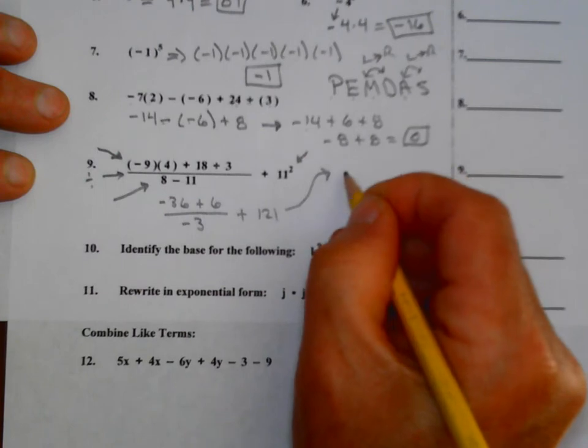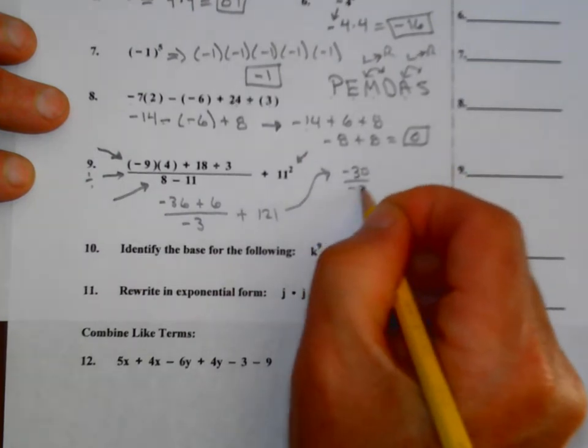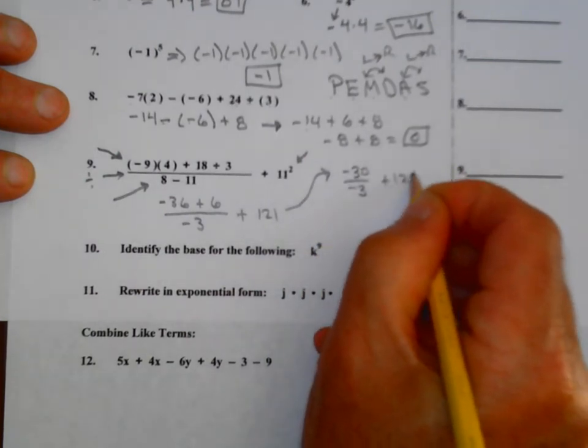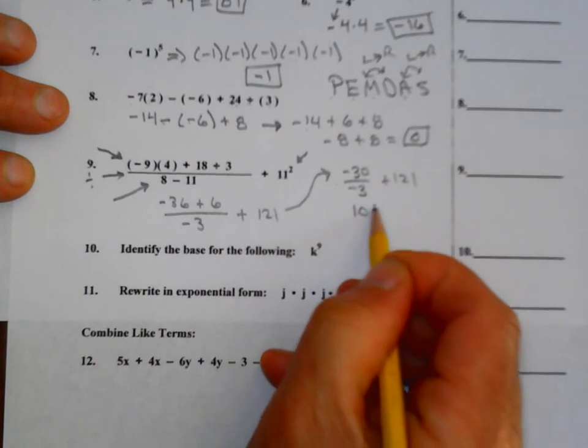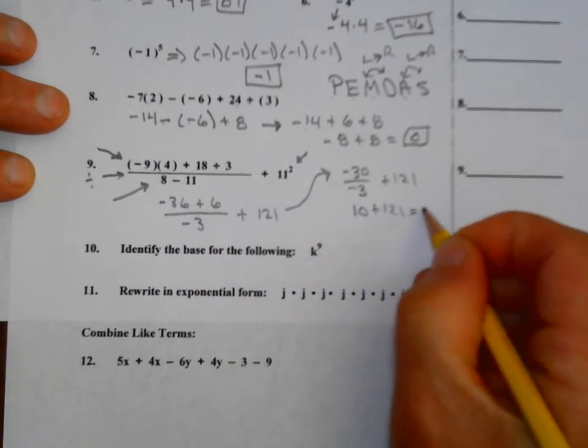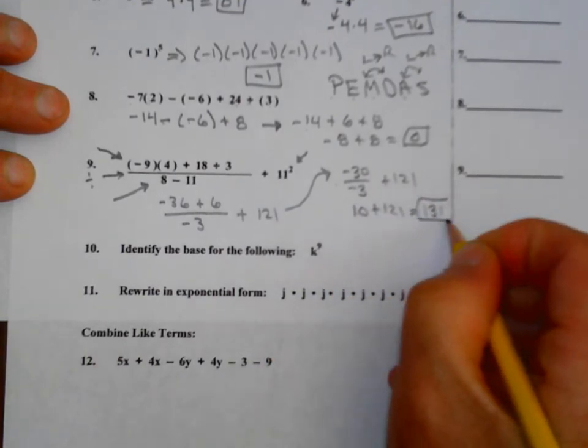Simplify, negative 36 plus 6 is negative 30, divided by negative 3, plus 121. Division, so fraction bar implies division. Negative divided by negative is positive. And the final answer, ta-da, 131.